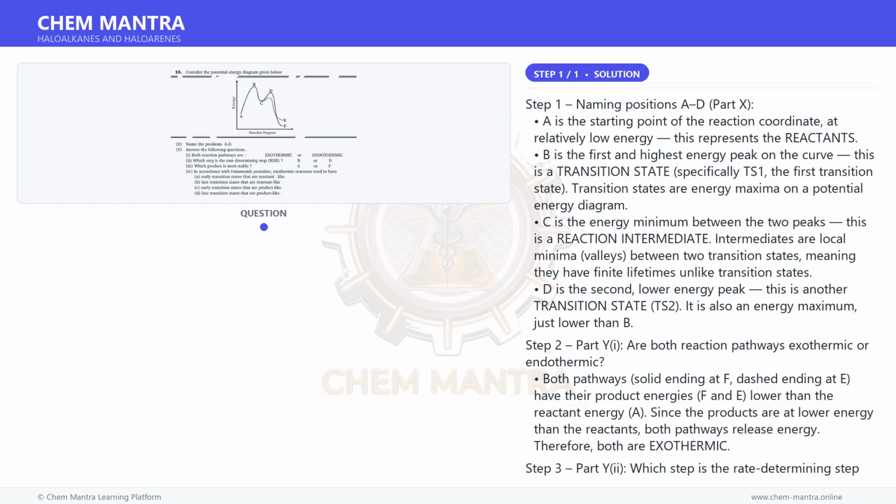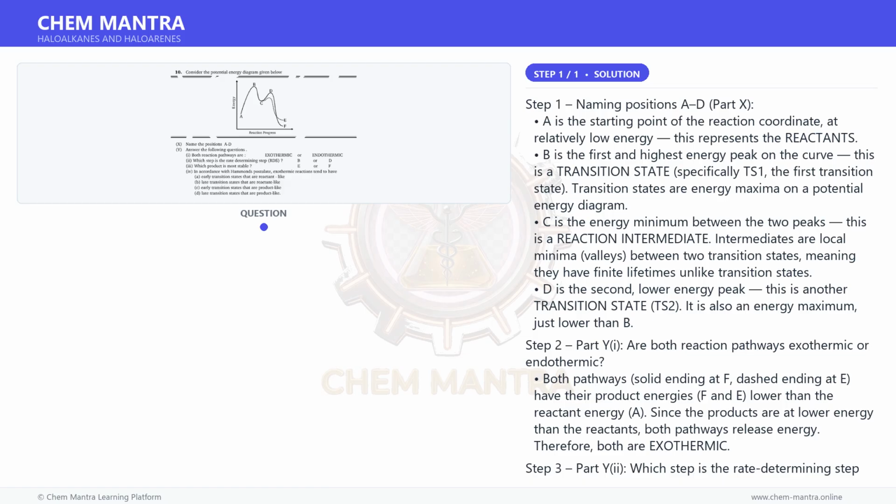Step 2 part Y. Are both reaction pathways exothermic or endothermic? Both pathways, solid ending at F, dashed ending at E, have their product energies, F and E, lower than the reactant energy, A. Since the products are at lower energy than the reactants, both pathways release energy. Therefore, both are exothermic.